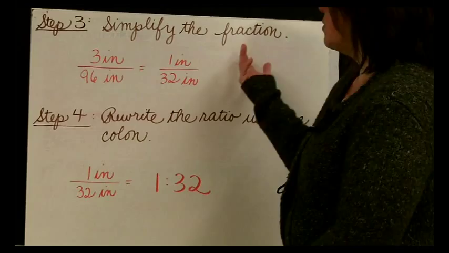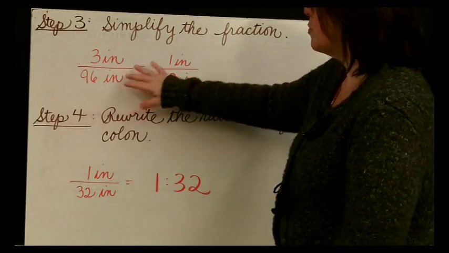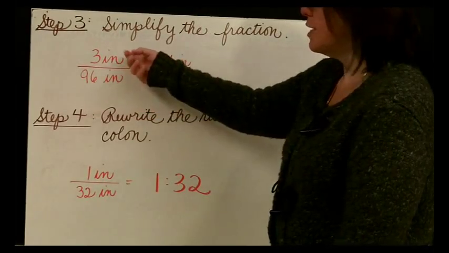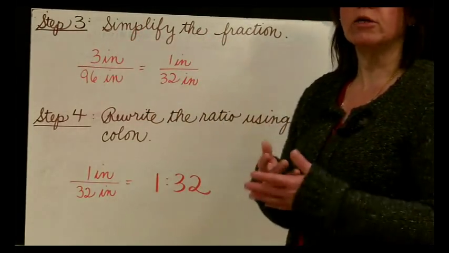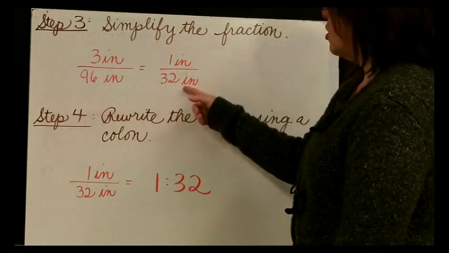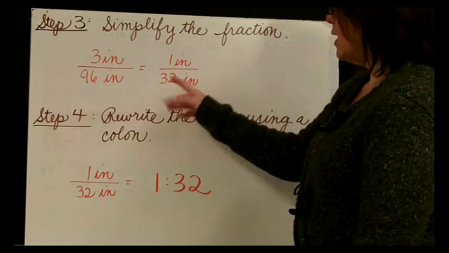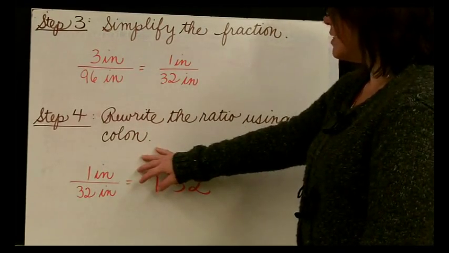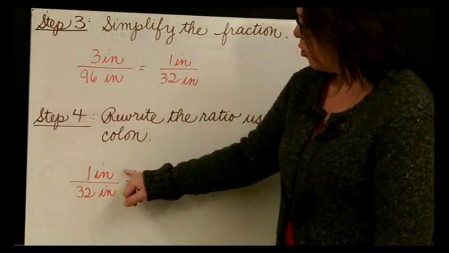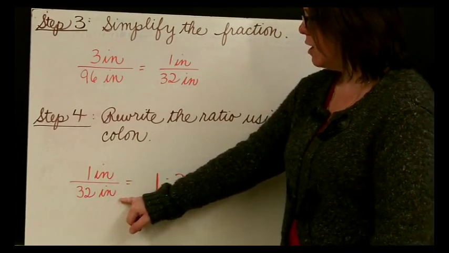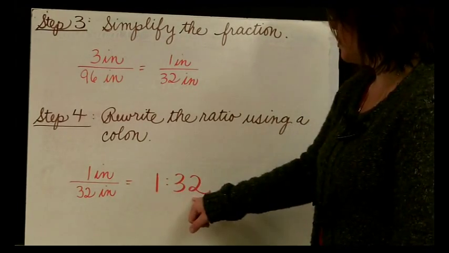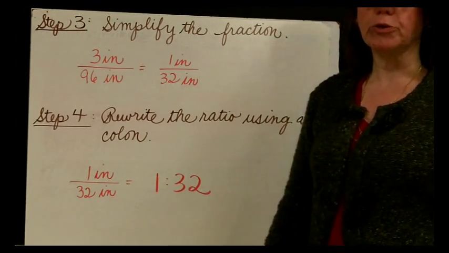Step 3 is to simplify the fraction. So here, from our previous board, we ended off with 3 inches to 96 inches. 3 is the greatest common factor, and remember we want a 1 in the numerator, that's our goal. This simplifies then to 1 inch over 32 inches. And then our final step is to simply rewrite the ratio using a colon. So we left off with 1 inch to 32 inches, and so the proper way to write that, given our directions, is 1:32. So the scale is 1 to 32.